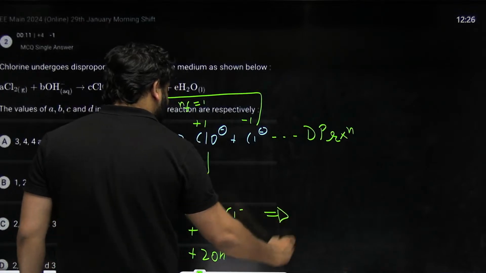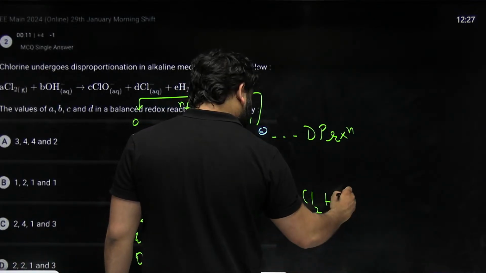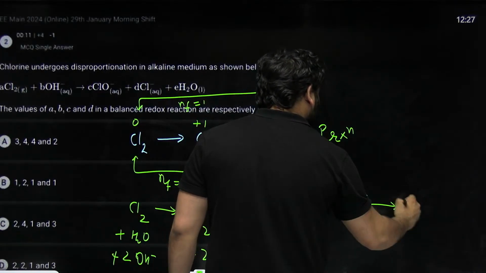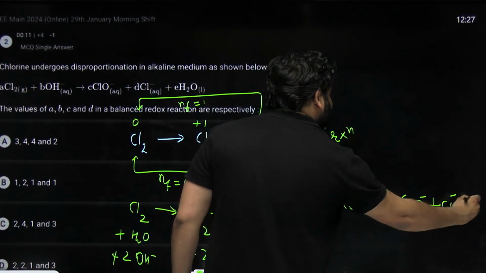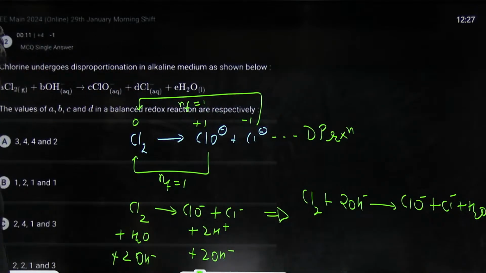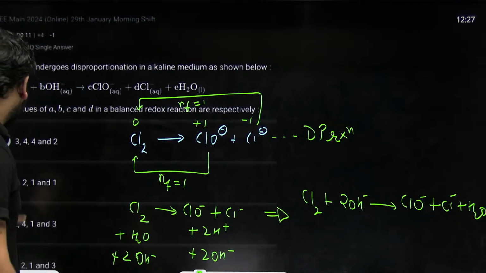The final equation will become what? Cl2 plus 2 OH minus gives you ClO minus, Cl minus plus 1 H2O. Now check out the correct answer. Check out, everyone, check out. Cl2 is 1, 2 OH minus. I think this is correct. B.